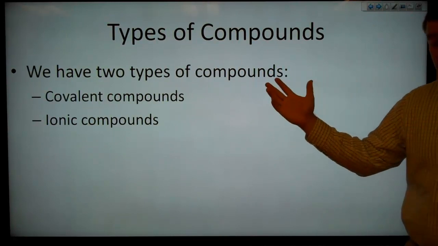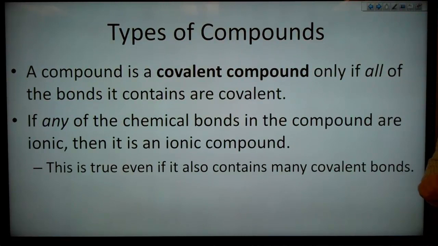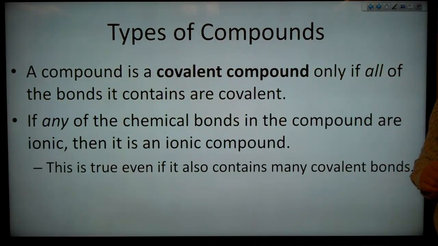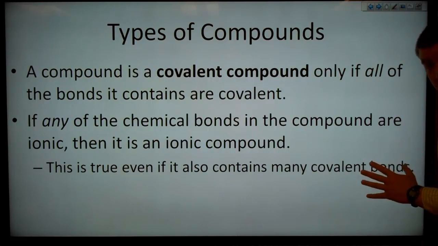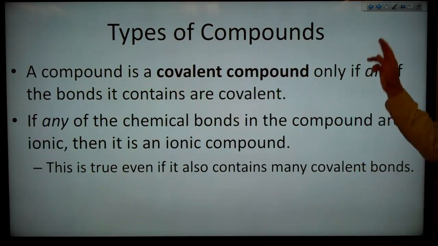So, we have 2 types of compounds then: covalent compounds and ionic compounds. A compound is a covalent compound only if all of the bonds that it contains are covalent. If any of the chemical bonds in the compound are ionic, then it is an ionic compound. And this is true even if it also contains many covalent bonds.